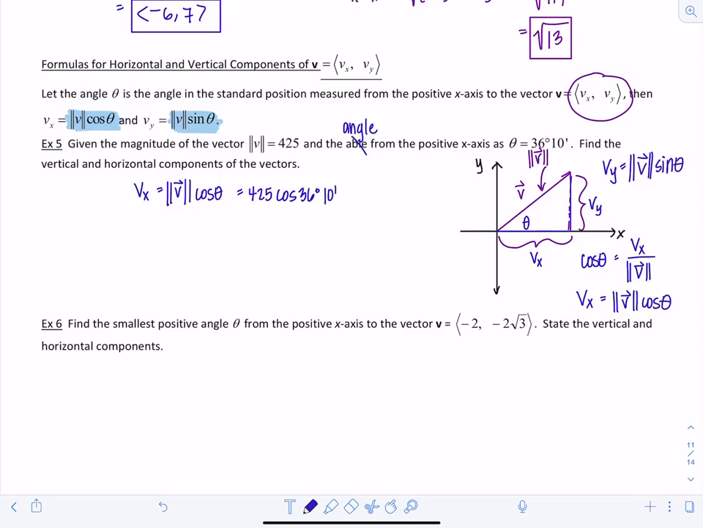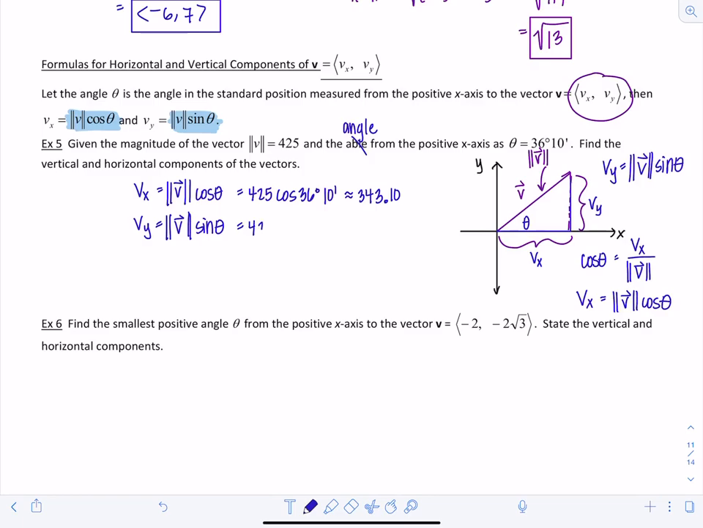And then for the minutes, remember you can take 10 divided by 60, or if you have that key on your calculator, you can just do it directly. And you should get about 343.10. And then for the vertical component, take magnitude of V sine theta.